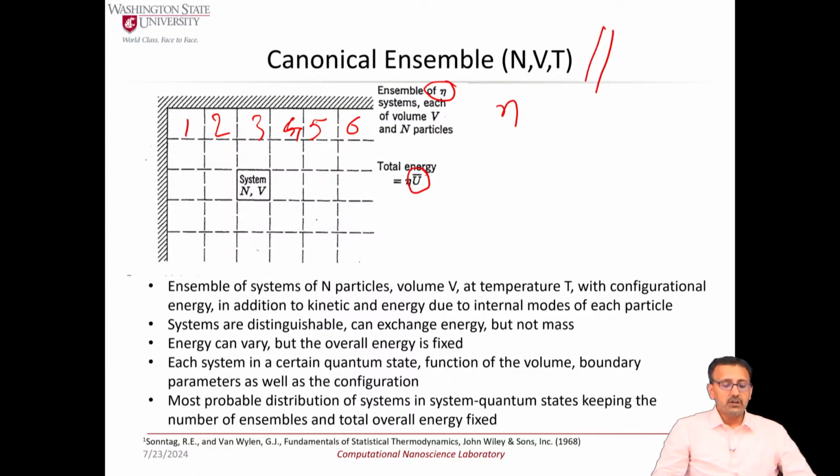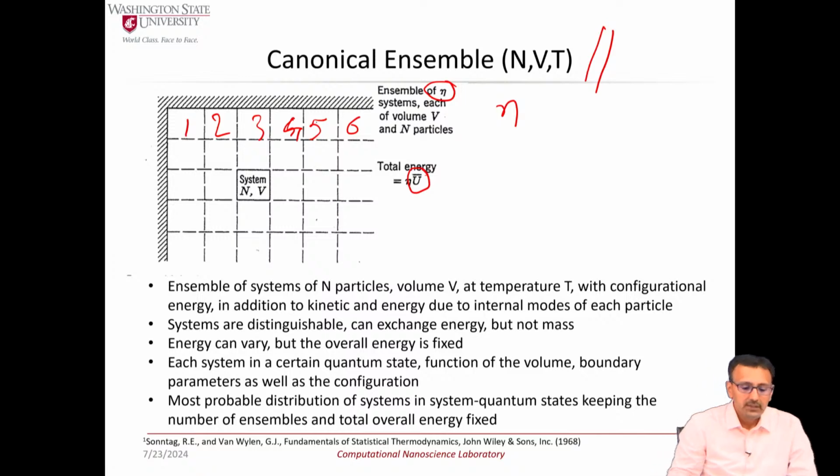So, each of these particles in the system, meaning one of these boxes, like I said, have a fixed number of particles, fixed volume and temperature, but they have configurational energy. So, the particles in general can interact. Let us say we are talking about a crystal structure, silicon. Then that slab of silicon will have atoms that are interacting with each other. And so, there is configurational energy in addition to the kinetic energy and the internal modes.